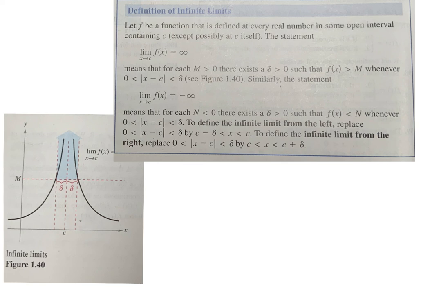Let f be a function that's defined at every real number in some open interval containing c, except possibly at c itself. The limit as x approaches c of f of x equals infinity. It means that for each M greater than 0, there is a delta greater than 0, such that f of x is greater than M whenever 0 is less than the absolute value of x minus c, which is less than delta. And then they give the same thing for negative infinity.